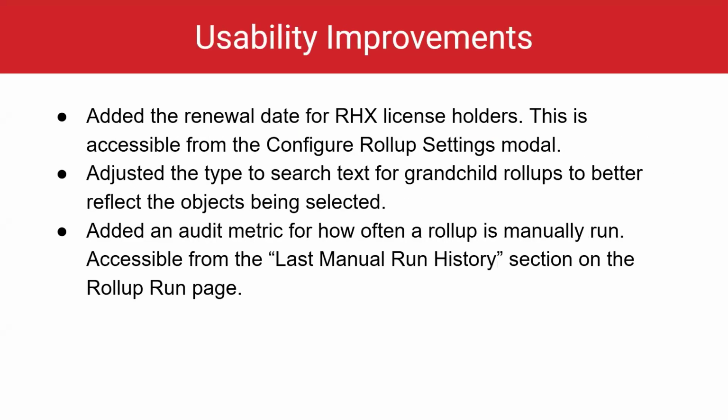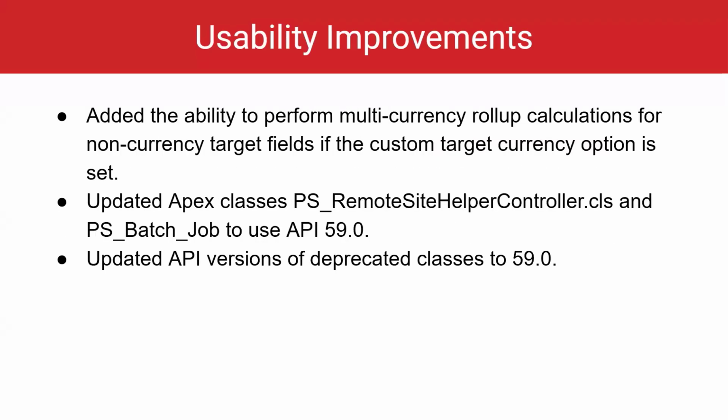There are also many usability improvements. These are just some of them. For RHX license holders, you can now see your renewal date. This is accessible from the Configure Rollup Settings modal. We've adjusted the type to search text for grandchild rollups to better reflect the objects being selected. We've added an audit metric for how often a rollup is manually run. This is accessible from the last manual run history section on the rollup run page. You can now perform multi-currency rollup calculations for non-currency target fields if the custom target currency option is set.